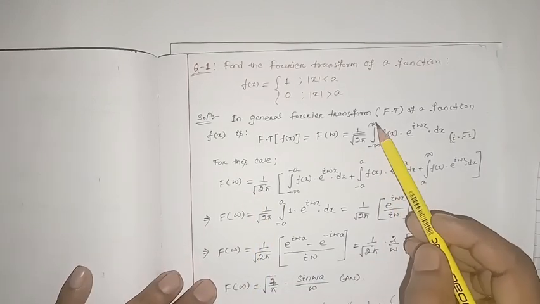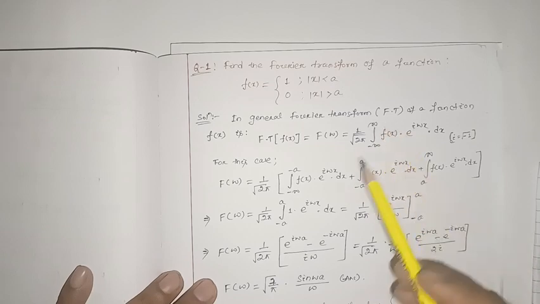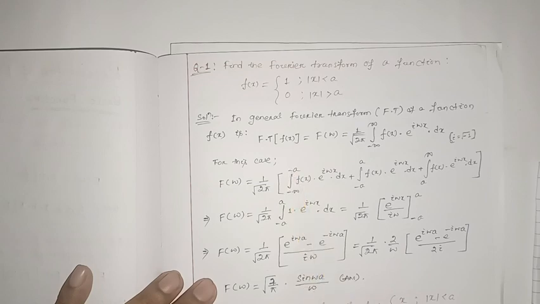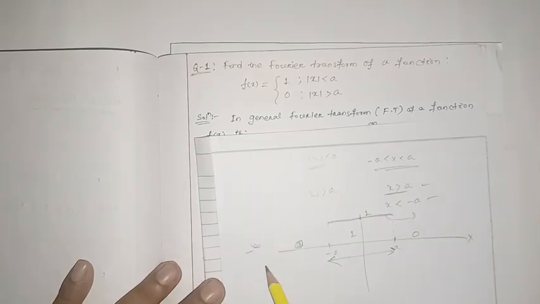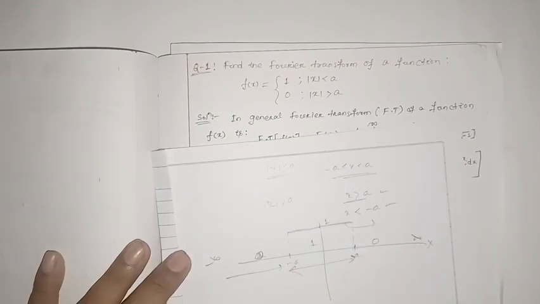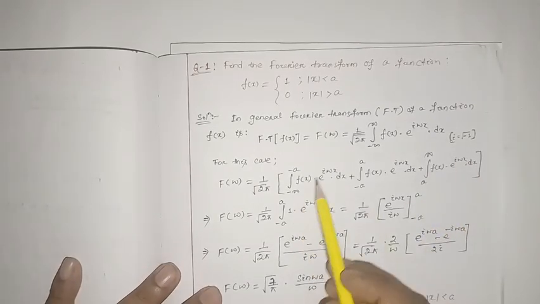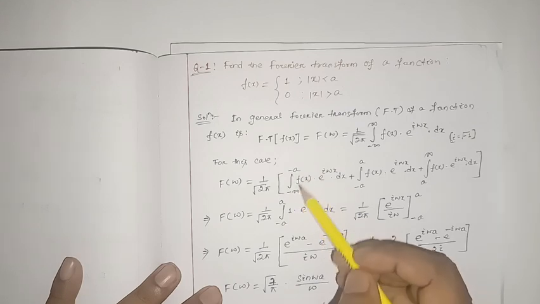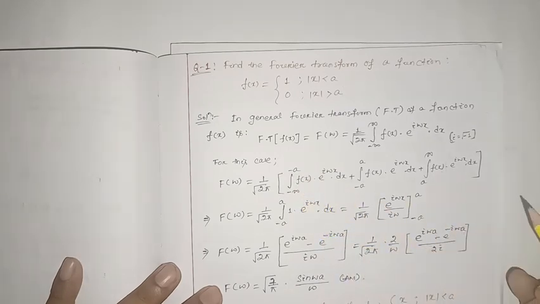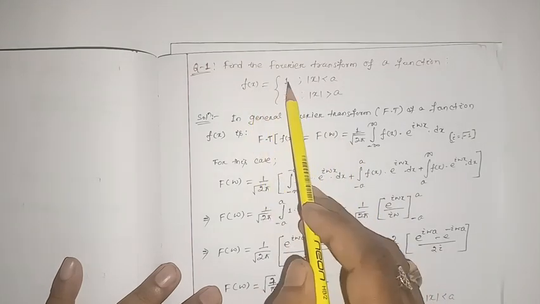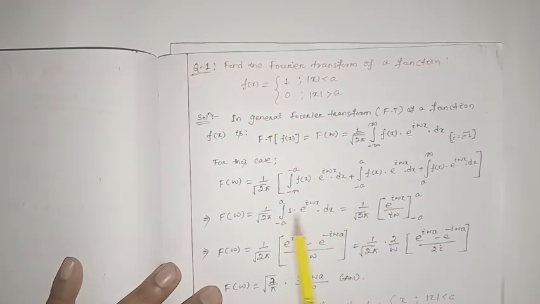Here the integral from minus infinity to infinity can be segregated as minus infinity to minus a, then minus a to a, then a to infinity. The first and last parts will be 0 because f(x) does not exist in those ranges. In the range minus a to a the function value is 1, so we just substitute 1 times e to the power i omega x dx.